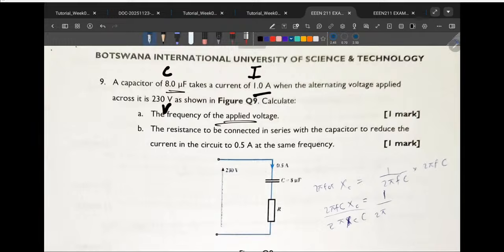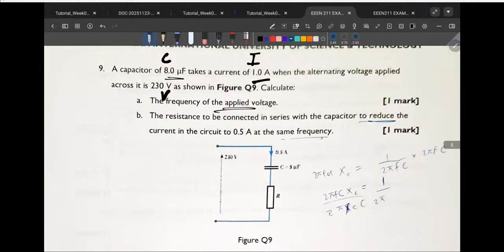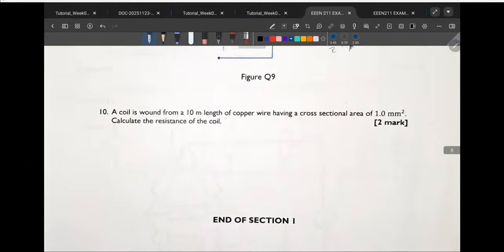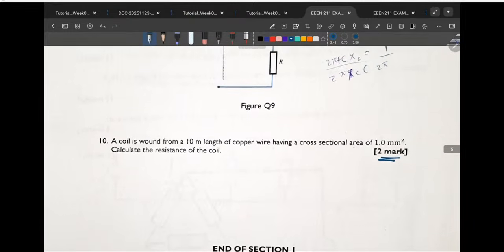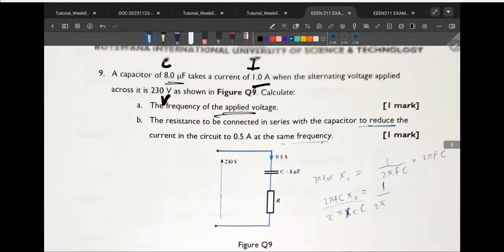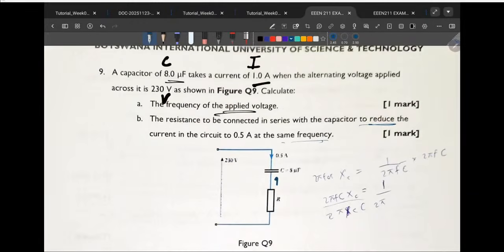The resistance to be connected in series with the capacitor to reduce the current, same frequency. These are just 1 mark questions, honestly, and this is 2 marks. You should be able to do it. Let's see here. So here we can see our resistor in series with this. Then you have this.